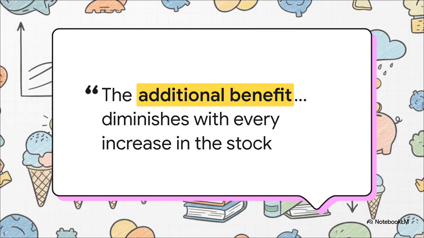Okay, let's translate that academic speak into plain English, right? Essentially, it just means that the more you have of something, the less satisfaction or utility you get from consuming just one more unit of it. That intense initial desire you had, it literally fades with every single additional serving.